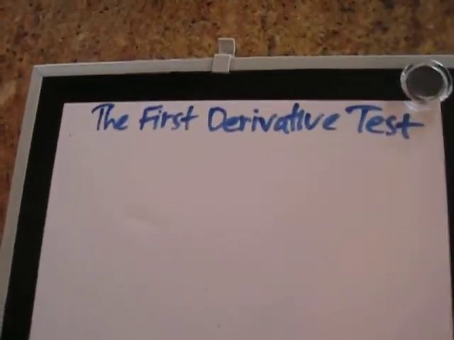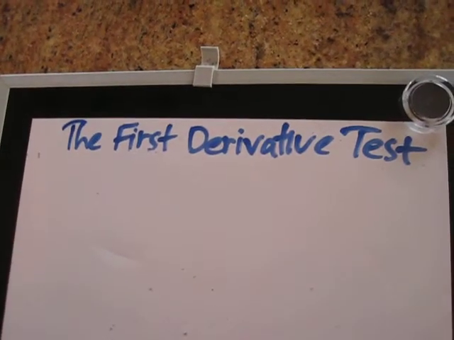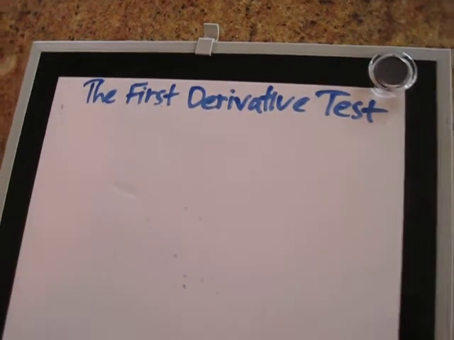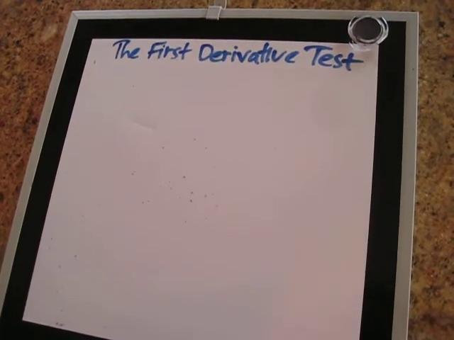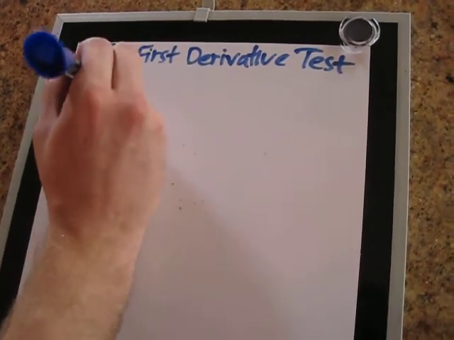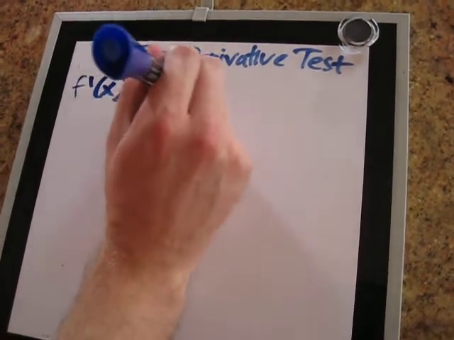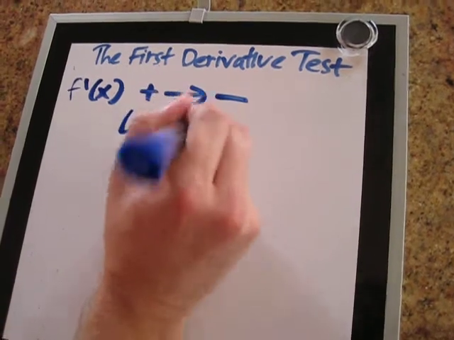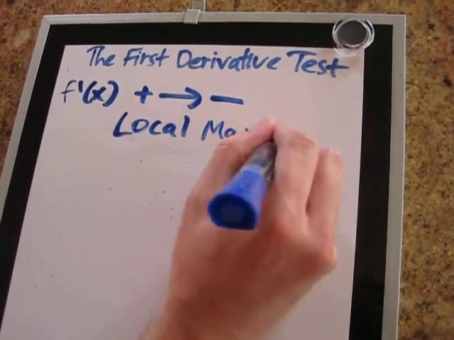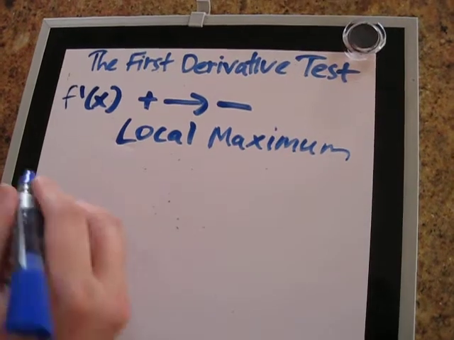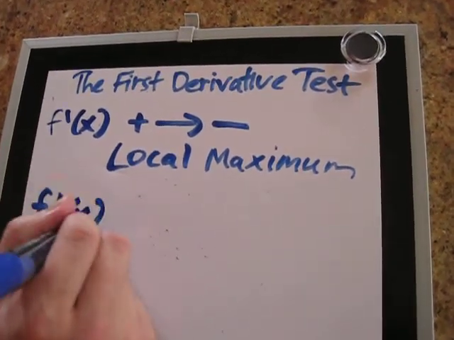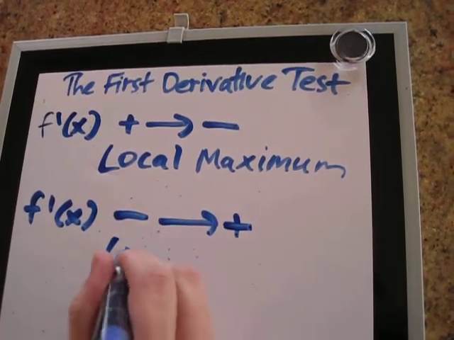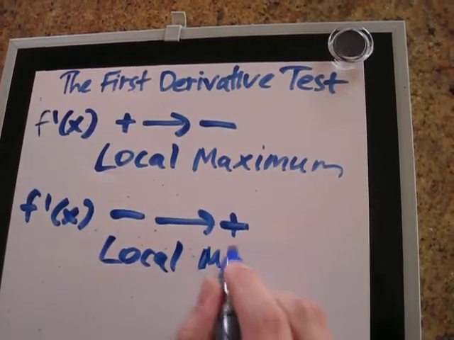The first derivative test is a test used to find the local maxima and minima of a continuous and differentiable function. So the first derivative test states that if f prime of x switches from positive to negative at a given value of x, then there is a local maximum at that value of x. And similarly, if f prime of x switches from negative to positive at a given value of x, then there is a local minimum there.